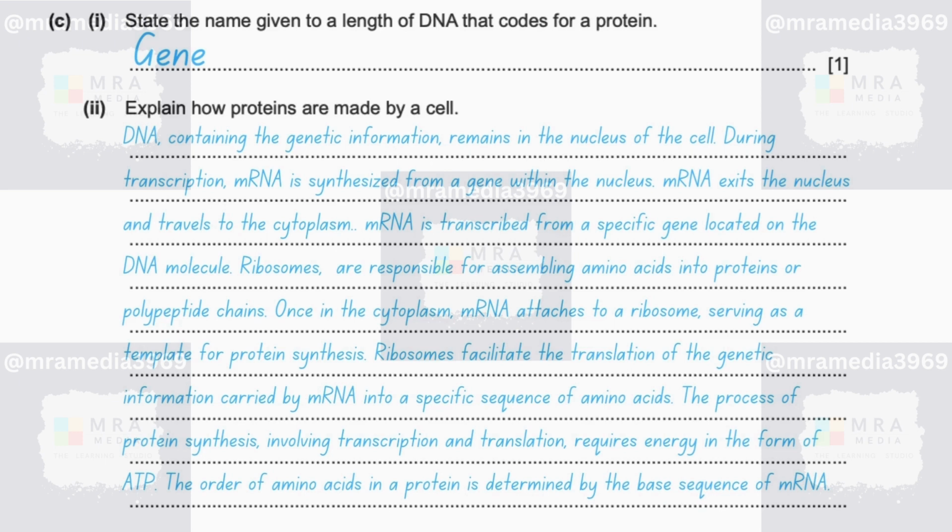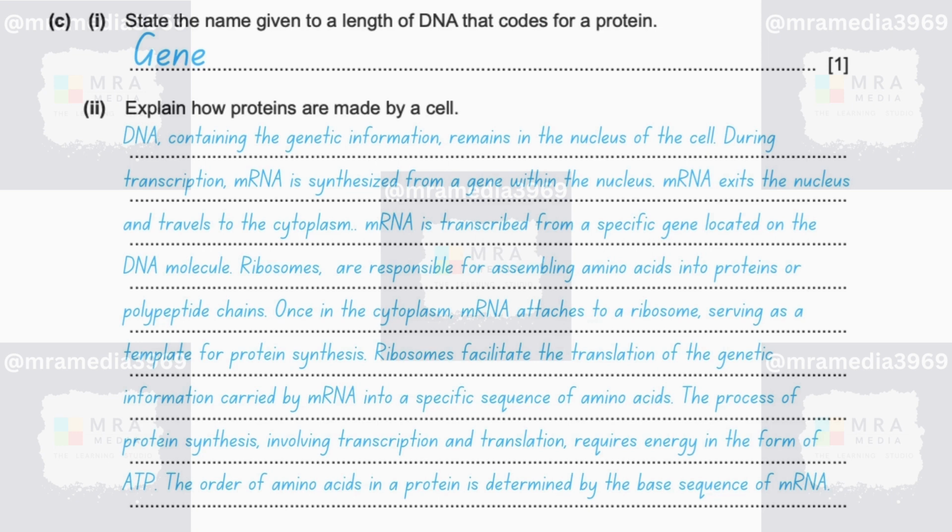Ribosomes, cellular structures located in the cytoplasm, are responsible for assembling amino acids into proteins or polypeptide chains. This occurs during the process of translation. Once in the cytoplasm, mRNA attaches to a ribosome, serving as a template for protein synthesis. Ribosomes read the sequence of codons on mRNA during translation. Ribosomes facilitate the translation of the genetic information carried by mRNA into a specific sequence of amino acids. This assembly process results in the formation of a protein or polypeptide chain.